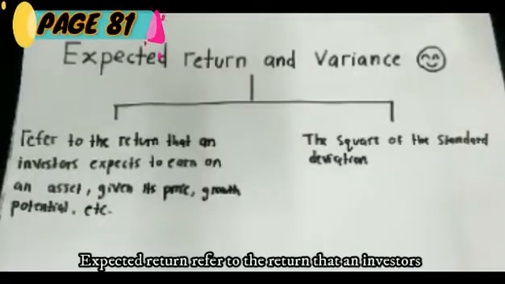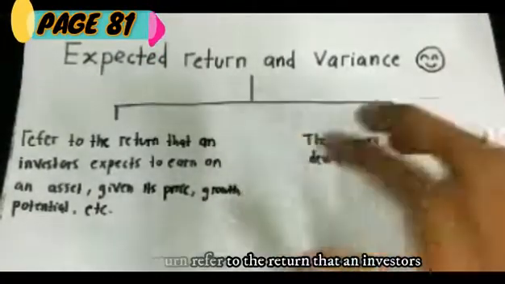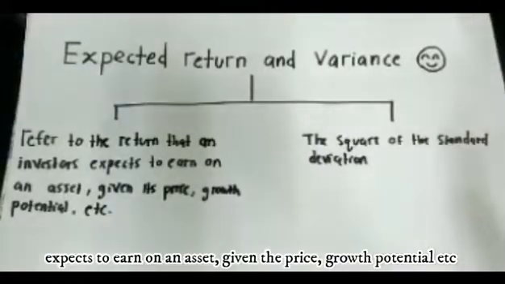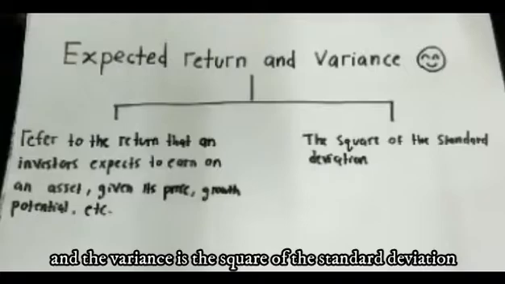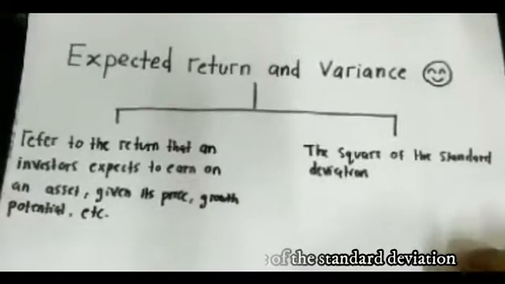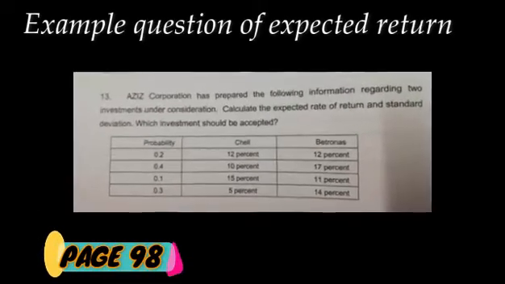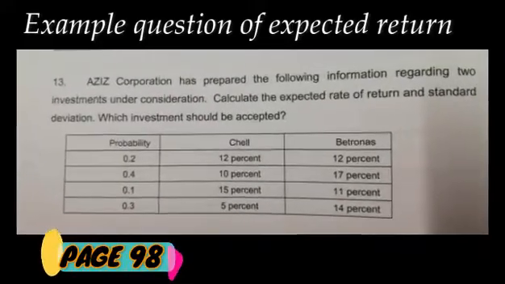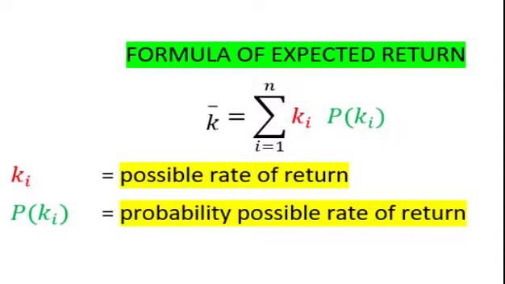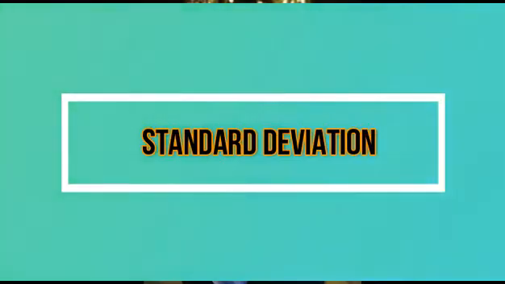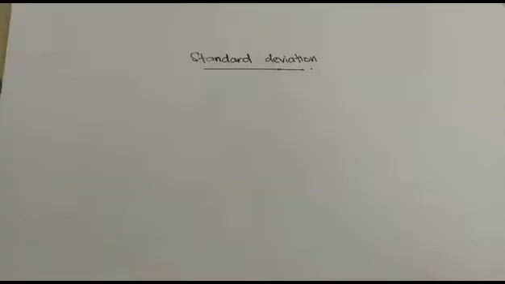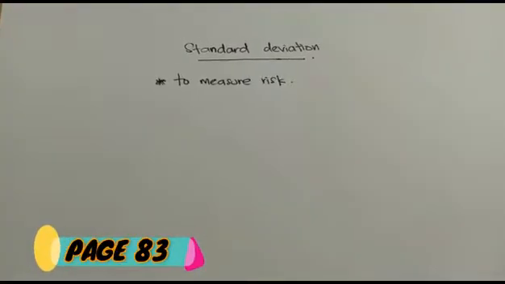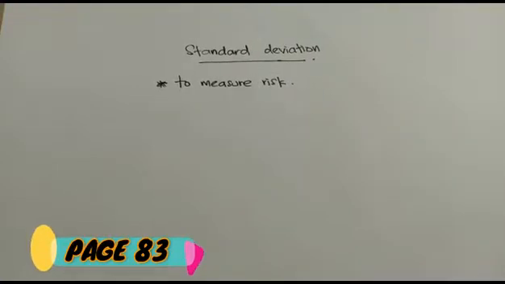Expected return refers to the return that an investor expects to earn on an asset given its price, growth potential, etc. And the variance is the square of the standard deviation. Standard deviation is one way to measure risk.